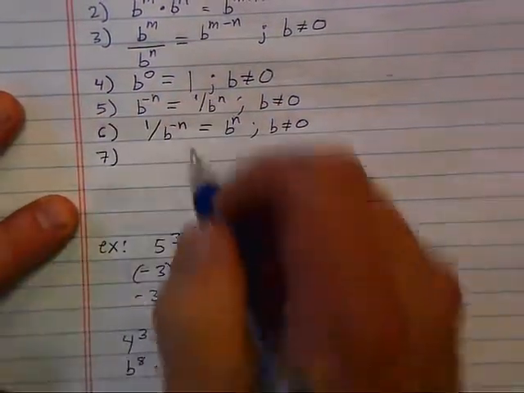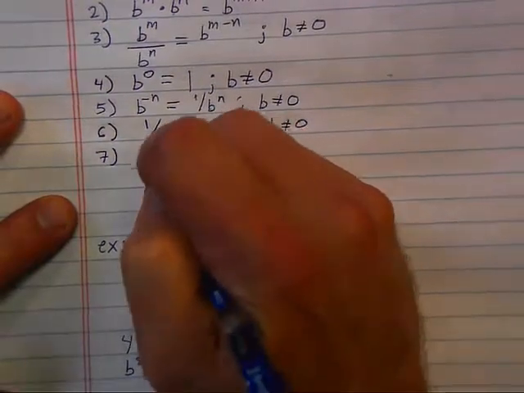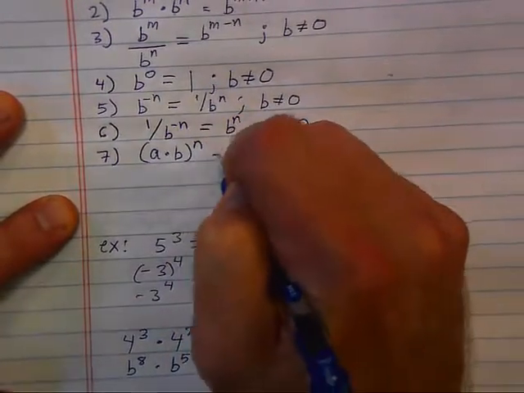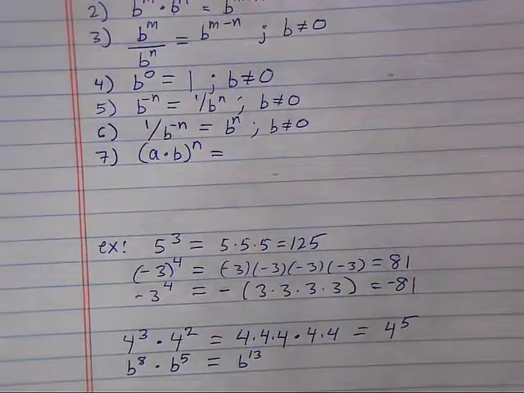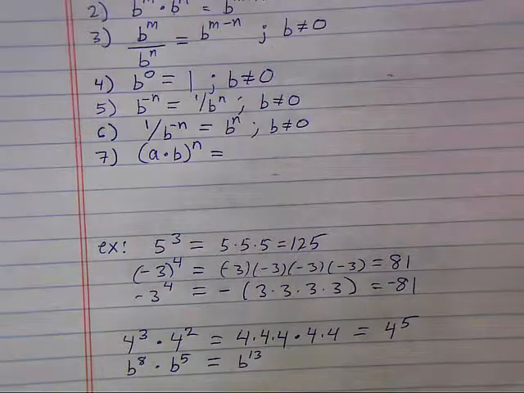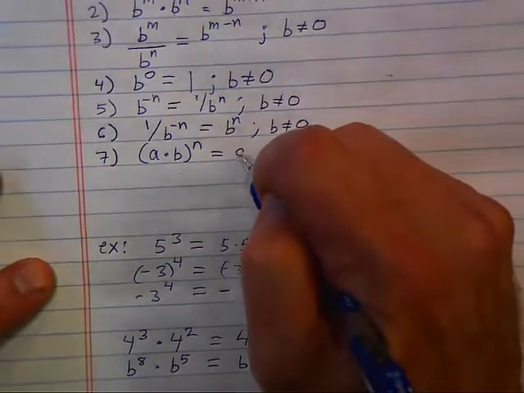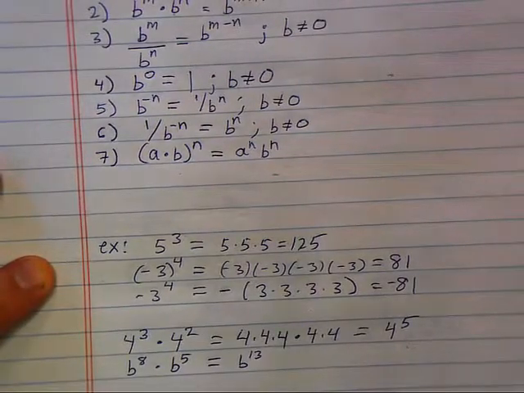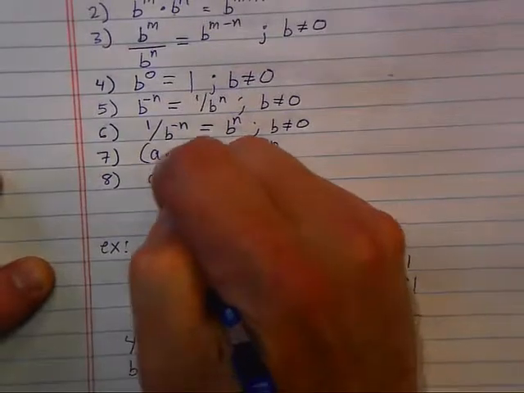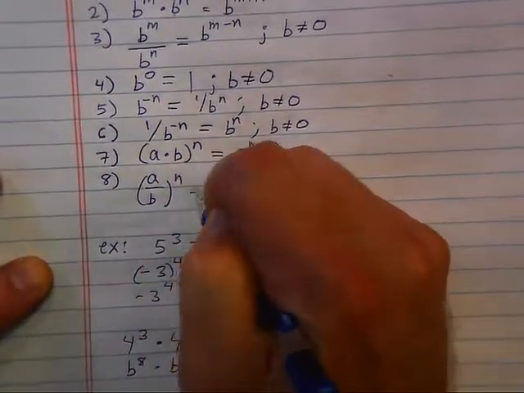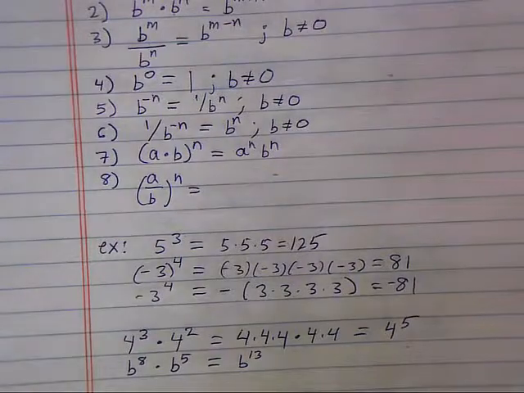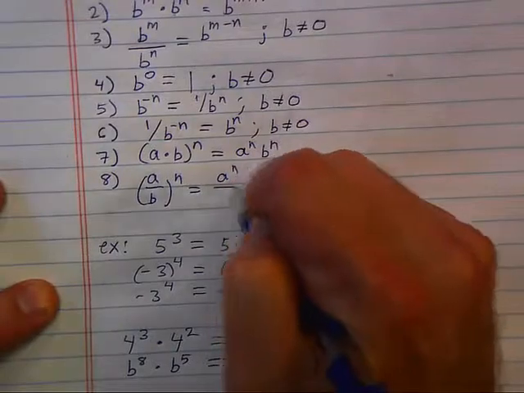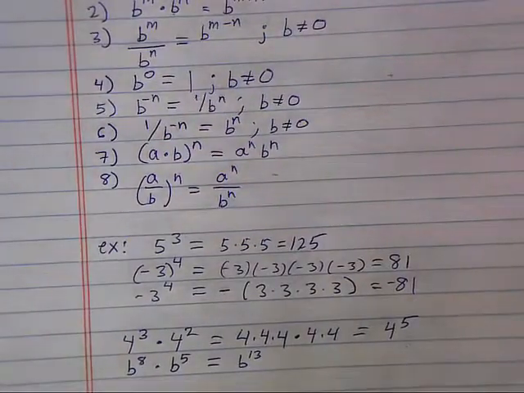All right, the last couple rules here. Rule number 7. What happens if I have two things inside parentheses, and I raise both those things to a power? It's a distributive property, that's correct. The power goes to both of them. So that's a to the n, b to the n. And the exact same thing happens if you start with a fraction. If you have a fraction inside parentheses, and you have an exponent on the outside, the power goes to both of them. So that's a to the n over b to the n.